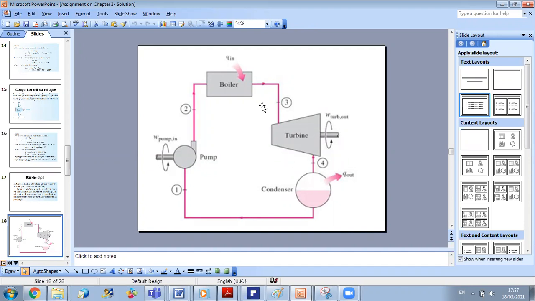And I will divide by the input. My input here is the heat provided at the boiler level. So overall, my efficiency will be the net work over Qin. Okay? So always when you talk about efficiency, you should think, what is the purpose of my cycle?